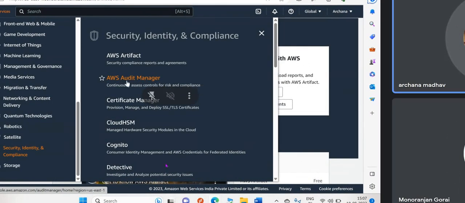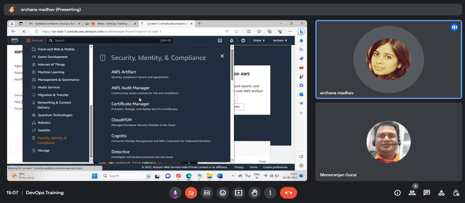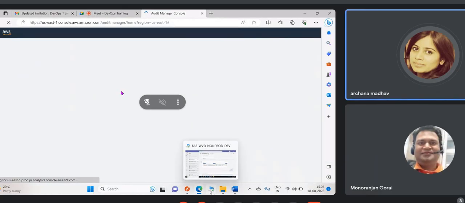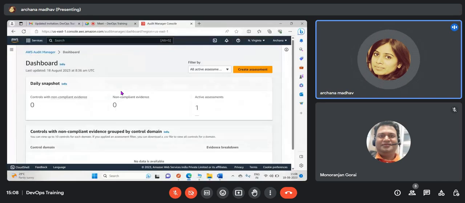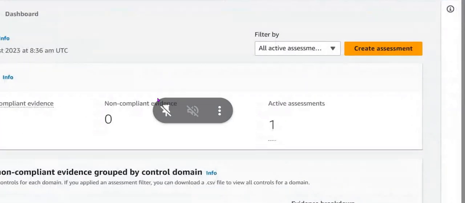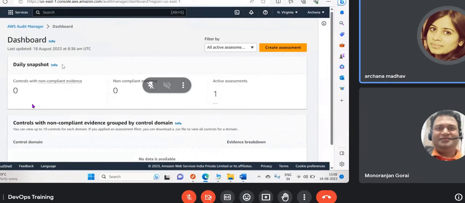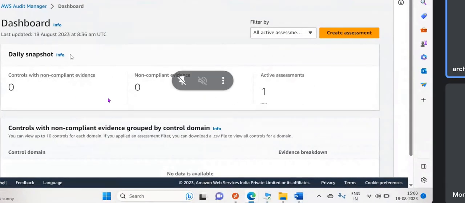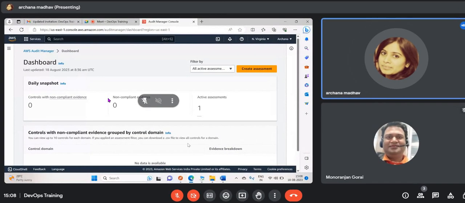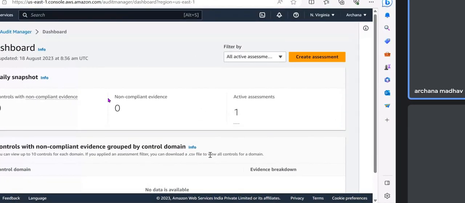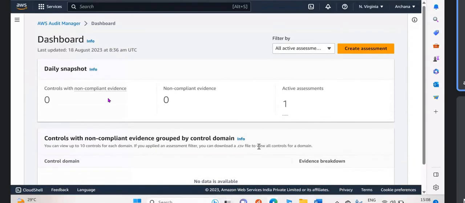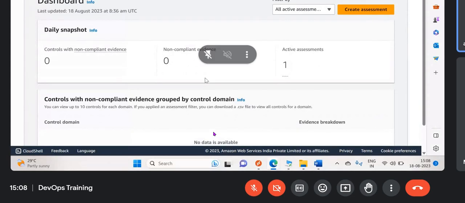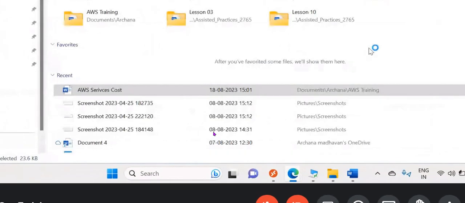Okay, and I have created AWS Audit Manager. I'm getting an echo. Okay, so here in AWS Audit Manager, we can monitor the reports and everything, like the security compliance, whether the account is compliant to the security standards and all. Here we can manage and monitor everything.